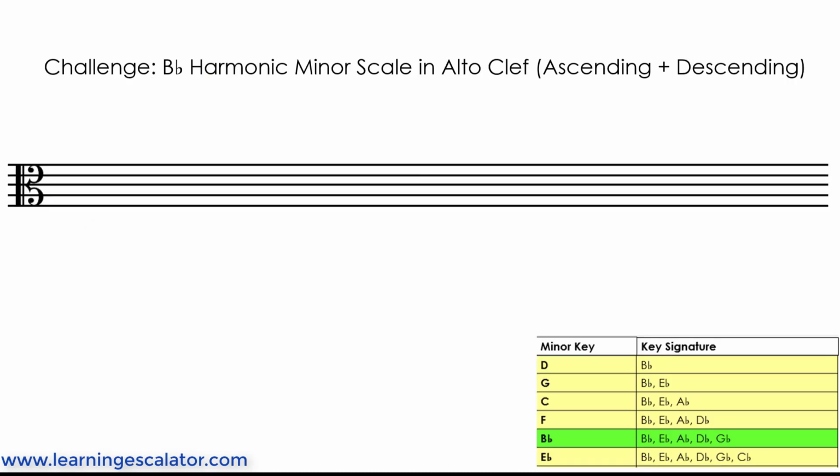Challenge: B flat harmonic minor scale in alto clef, ascending and descending. B flat minor has 5 flats. So first draw the 5 flats: B flat, E flat, A flat, D flat, and G flat. So you start from B flat and go up.